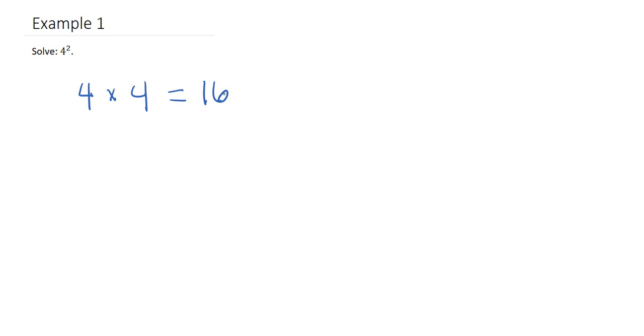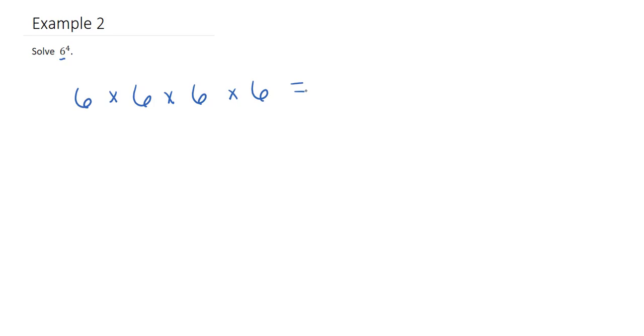So let's look at another example. Example 2, we have 6 raised to the 4th power. Well, 6 is our base number, so that's what we're going to be multiplying by, but 4 tells us how many copies of 6 we have. So we have 6 times 6 times 6 times 6.